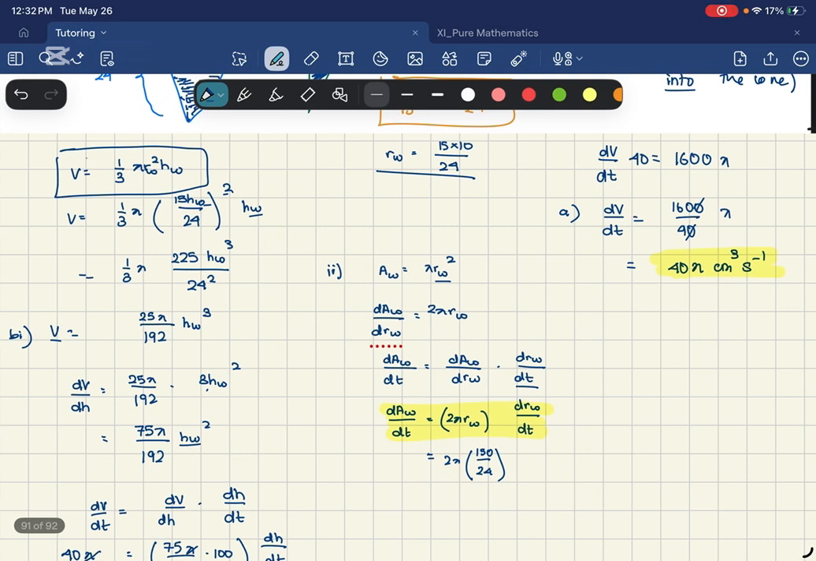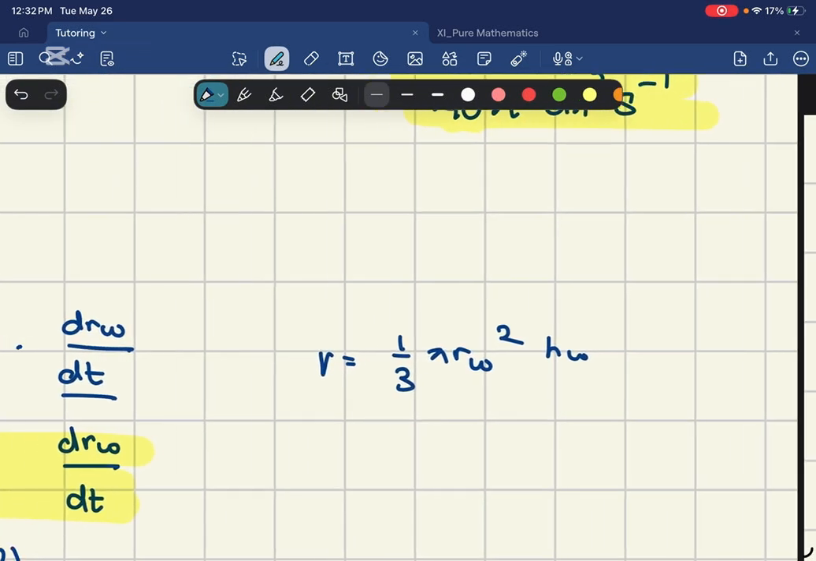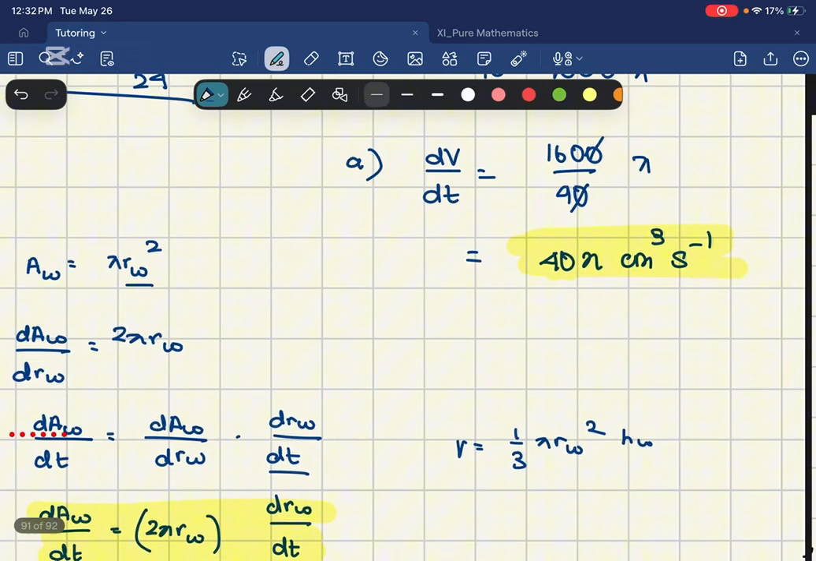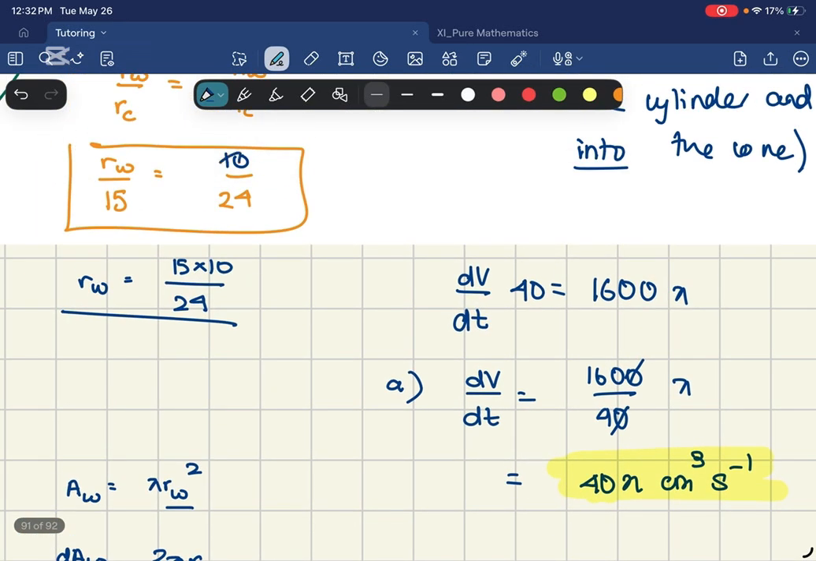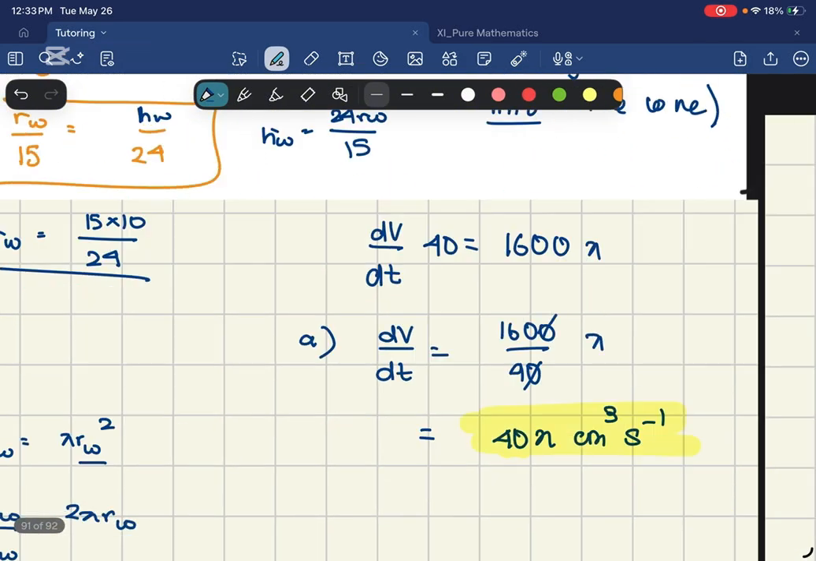How do I find that? I will go back here. V is 1 over 3 pi RW squared HW. Previously, I substituted RW squared. This time I will substitute HW. So HW is just 24 RW by 15, the opposite.